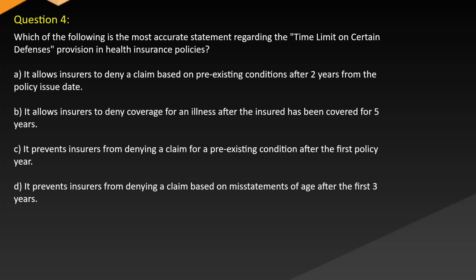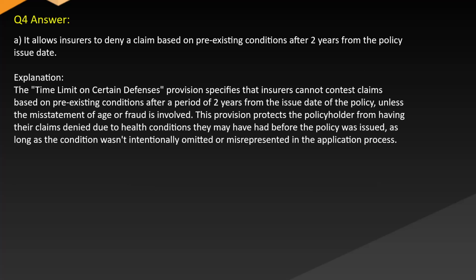Question 4. Which of the following is the most accurate statement regarding the time limit on certain defenses provision in health insurance policies? A. It allows insurers to deny a claim based on pre-existing conditions after 2 years from the policy issue date. B. It allows insurers to deny coverage for an illness after the insured has been covered for 5 years. C. It prevents insurers from denying a claim for a pre-existing condition after the first policy year. D. It prevents insurers from denying a claim based on misstatements of age after the first 3 years. Answer: A. It allows insurers to deny a claim based on pre-existing conditions after 2 years from the policy issue date.